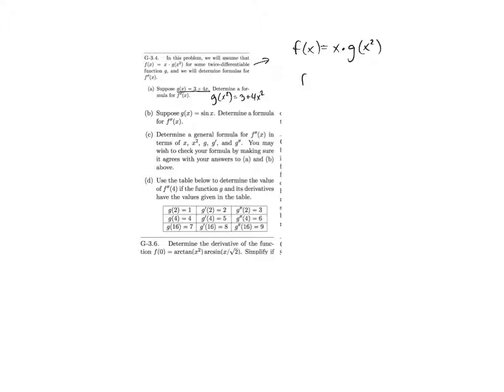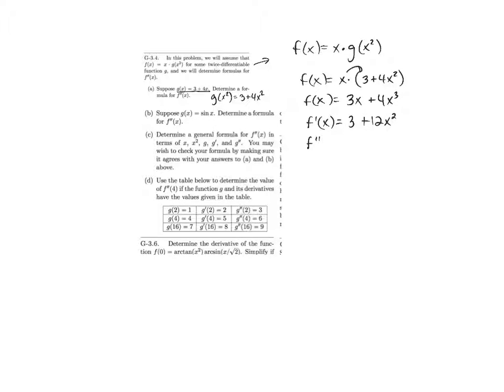So now we can say f of x is x times 3 plus 4x squared. And now you have f of x in terms of just x's, really. So we could simplify this and say f of x is, just distribute the x in there and get 3x plus 4x cubed. Then f prime of x would just be, using the power rule, 3 plus 12x squared.